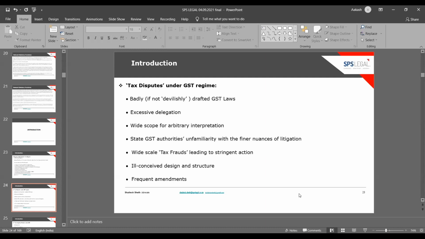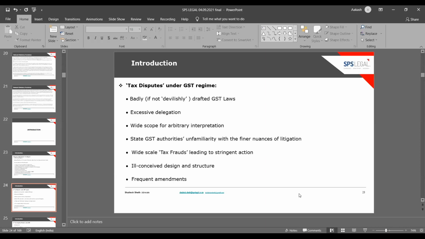The one single answer is the poor design and structure of the law, very bad drafting, loose drafting, and then its arbitrary interpretation. GST law also suffers from excessive delegation. It is a subject by itself, and in coming days, my feeling is that this excessive delegation is going to come to center stage of the GST related controversies and maybe the challenge before the courts. Why there is a wide scope for arbitrary interpretation.